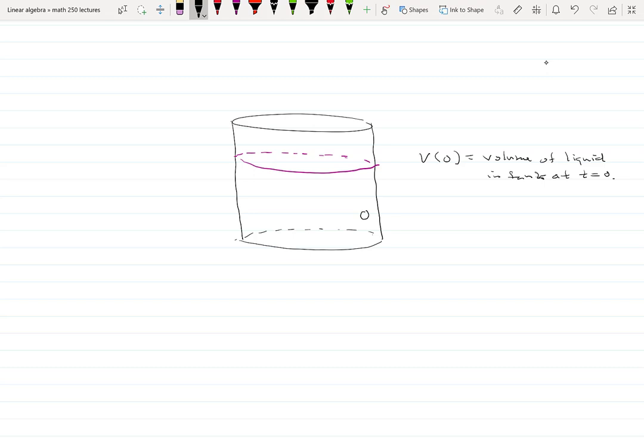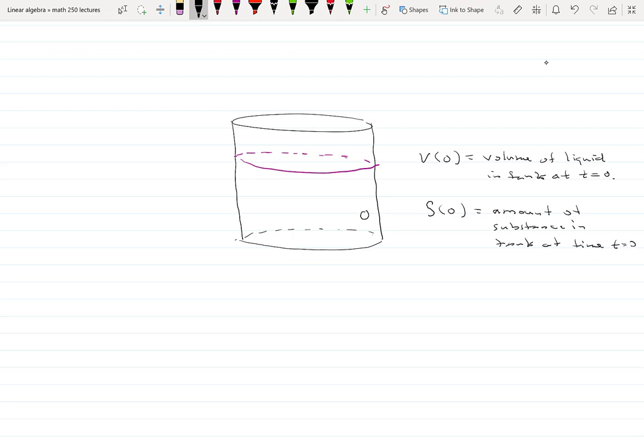And in this liquid, there's a certain amount of substance dissolved in the liquid. Let's say S is the amount of substance that's dissolved in the tank at t equals zero. You can think about it as, let's say, the amount of salt that's dissolved in water. Okay, the amount of substance. Very commonly, salt is used as a description, or sugar, or whatever. The amount of substance in the tank at time t equals zero.